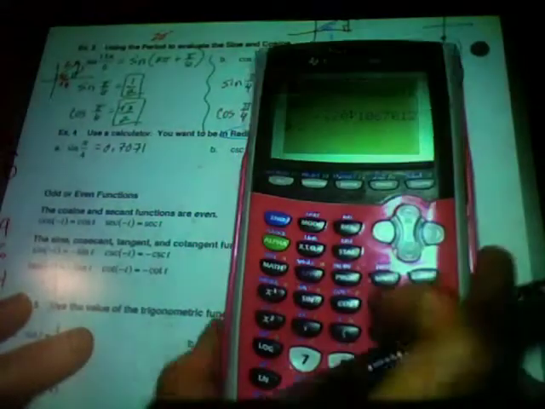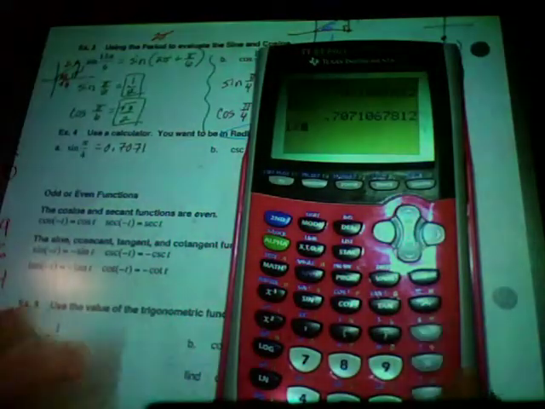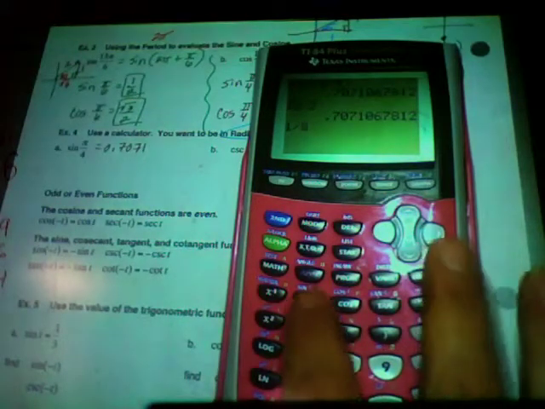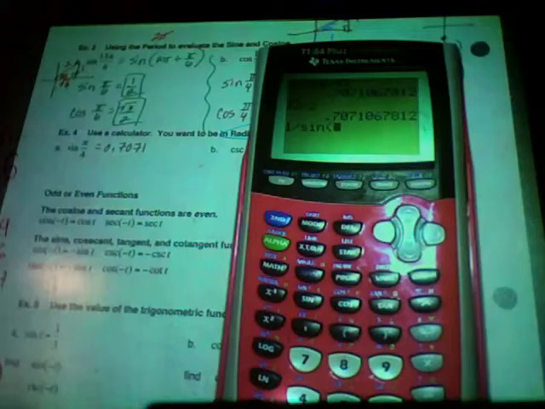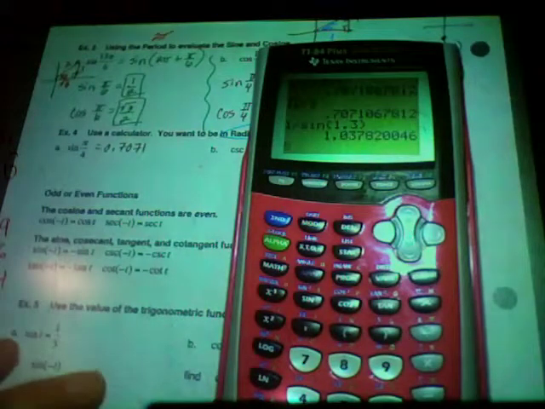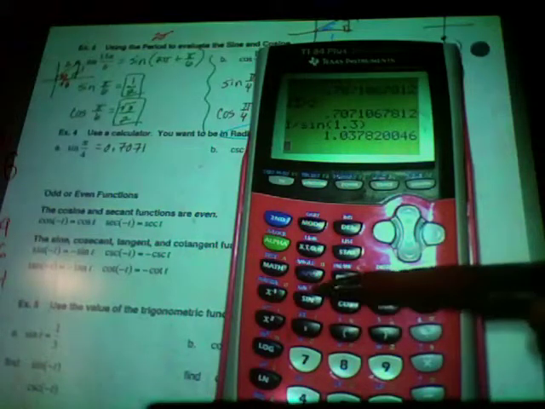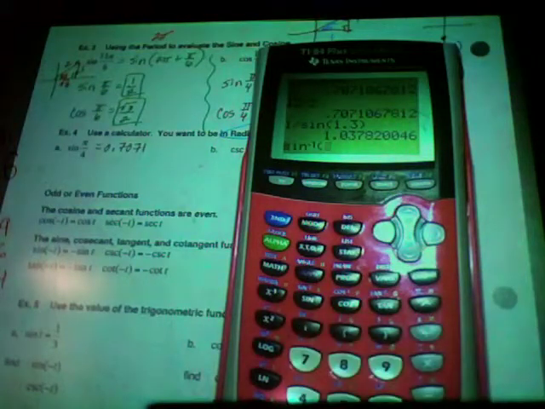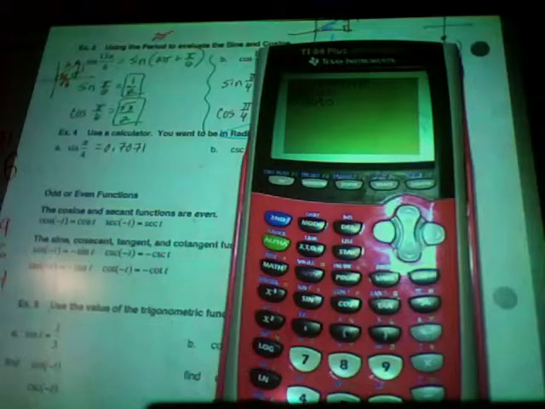Well, you could do it one of two ways. You could do 1 over sine, because cosecant is the inverse of sine. So 1 over sine of 1.3, you could do that. Or what else did you say? See here above sine it says the inverse sine. Do second inverse and do 1.3. What do you get? Oh, it doesn't work. Why? Because you'll find that the inverse sine is not cosecant.